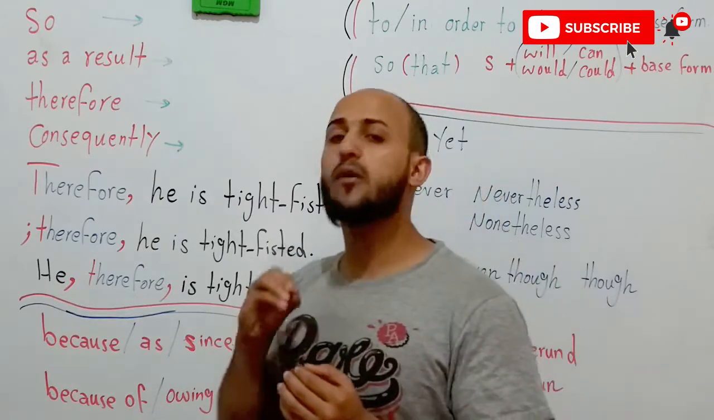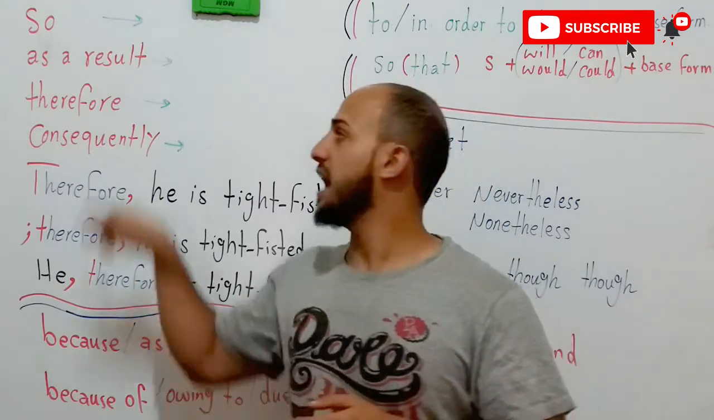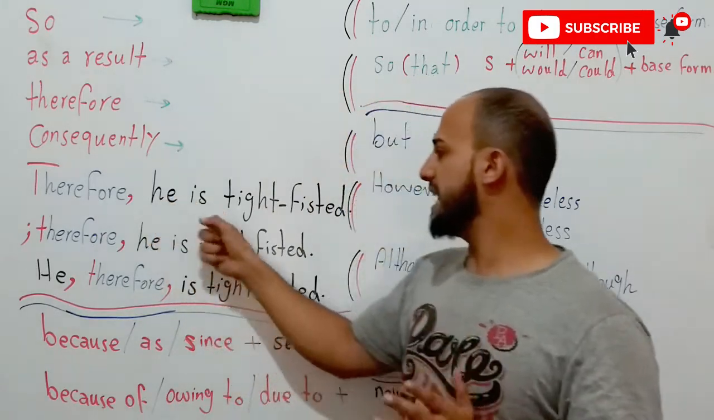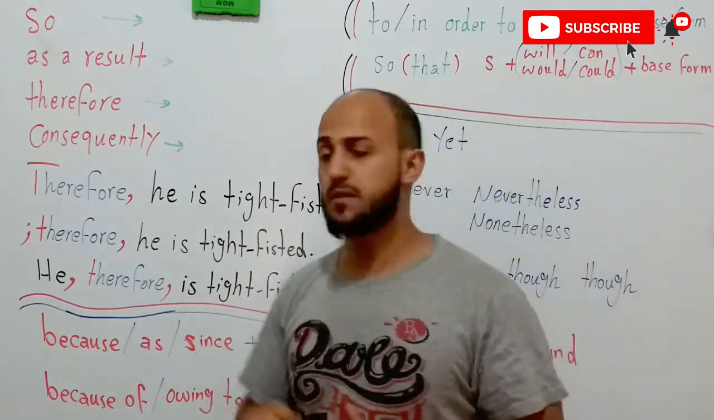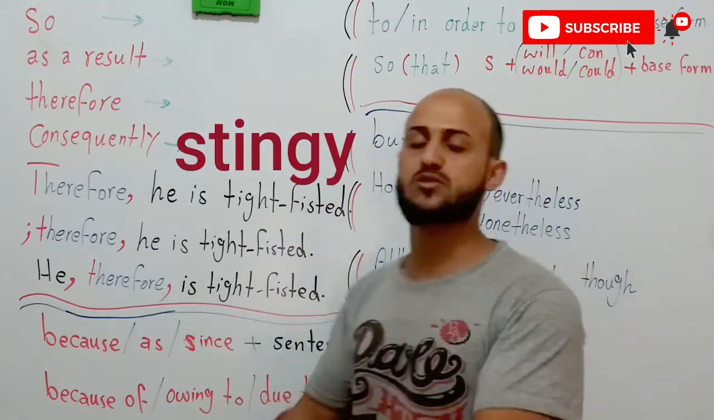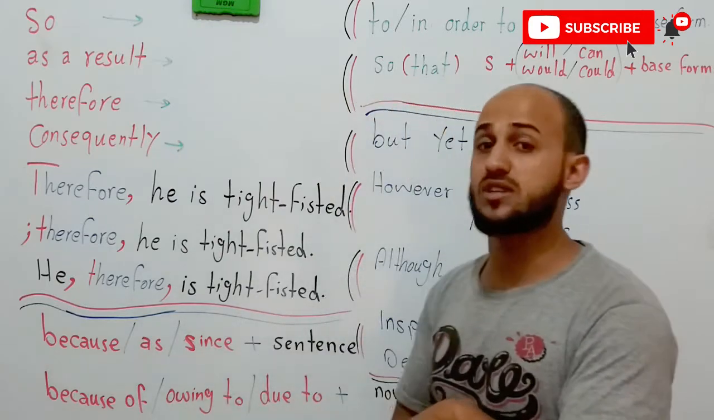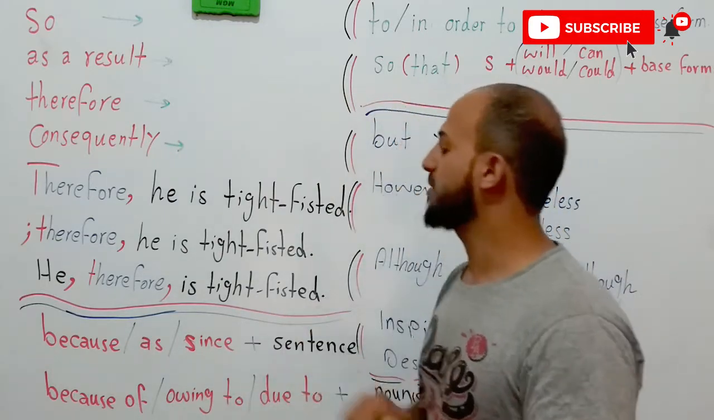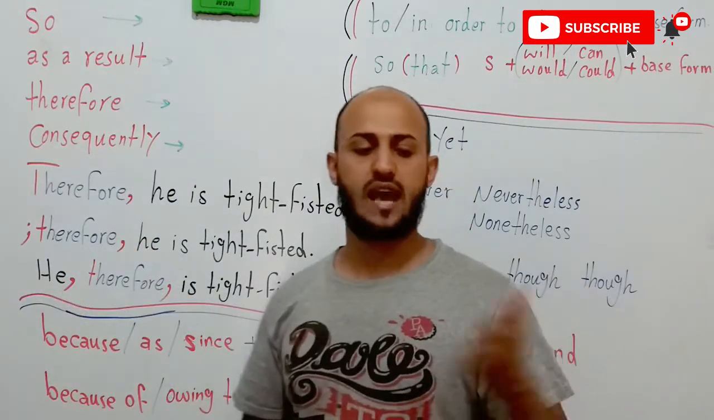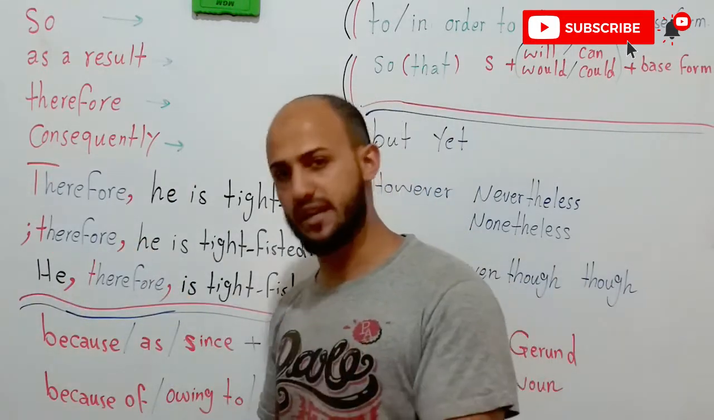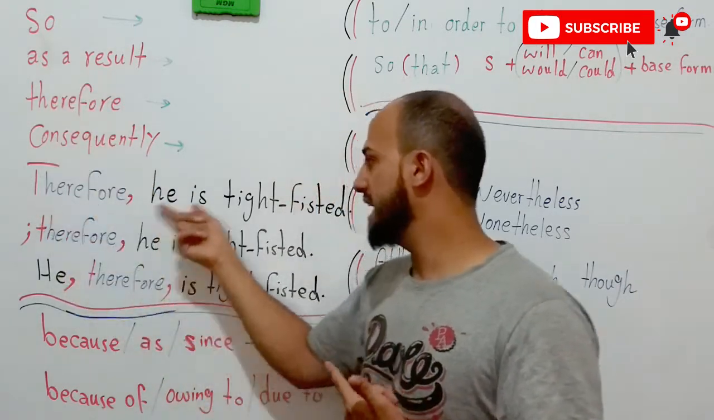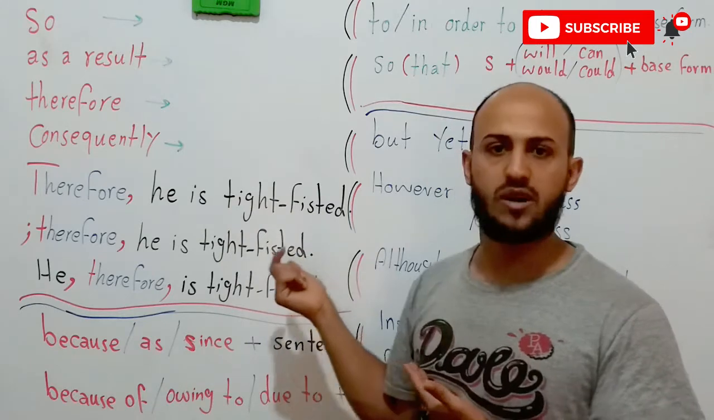The question is how I use them in writing. Let's start. We have the phrase, he is tight-fisted, all right? Basically, tight-fisted means stingy. Someone who doesn't like to spend money, someone who's not generous with money. So for example, if you are speaking and you say that person doesn't like to spend money, therefore, so, as a result, consequently, he is tight-fisted, all right?